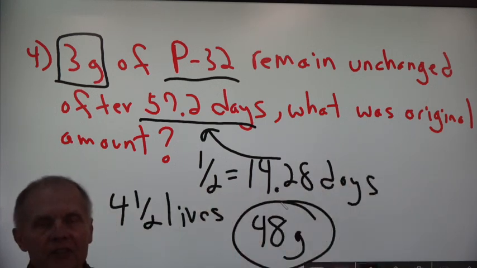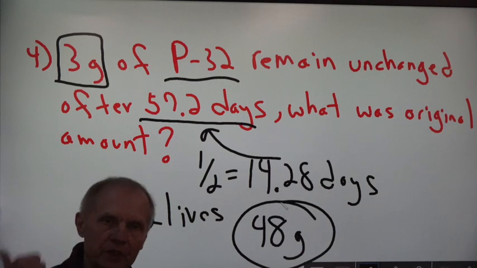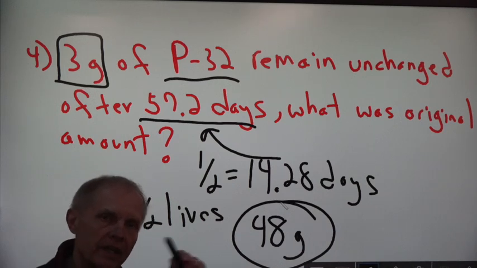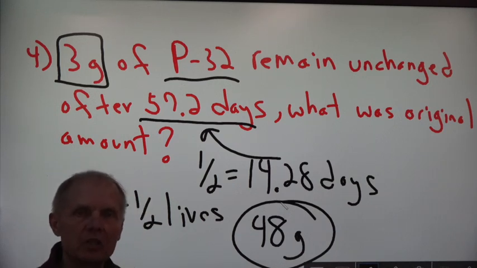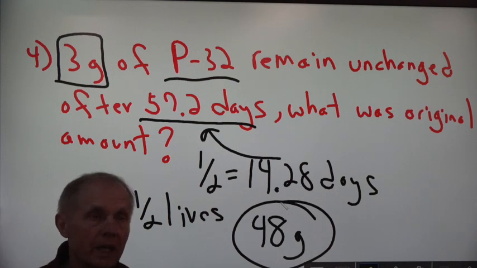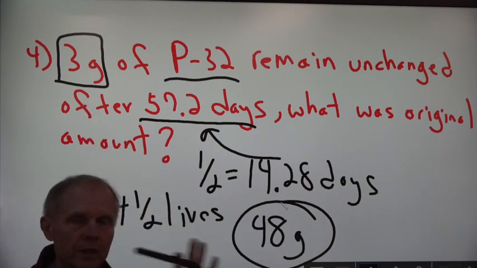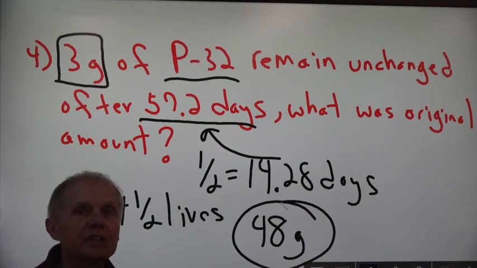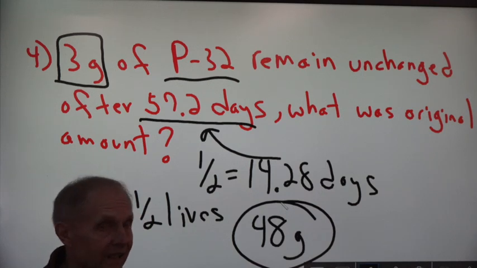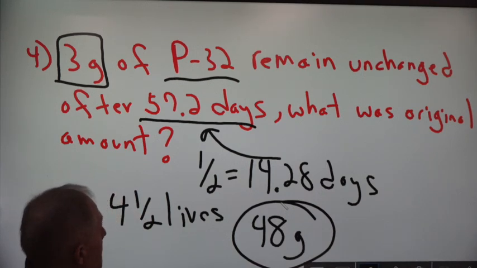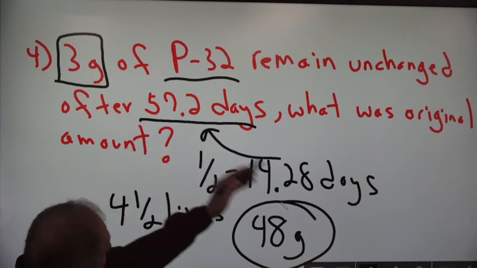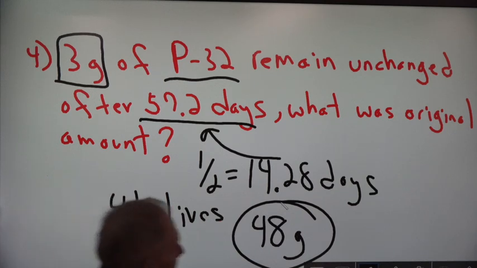That is our answer. So don't forget, if you're looking for the original amount, instead of cutting it in half, you got to double it, double it, double it, double it. That's a great question. Don't forget, you got to go backwards. And the key is finding how many half-lives. That's the first thing you have to find in every half-life problem. Okay? So, that's how we did that one. Next.